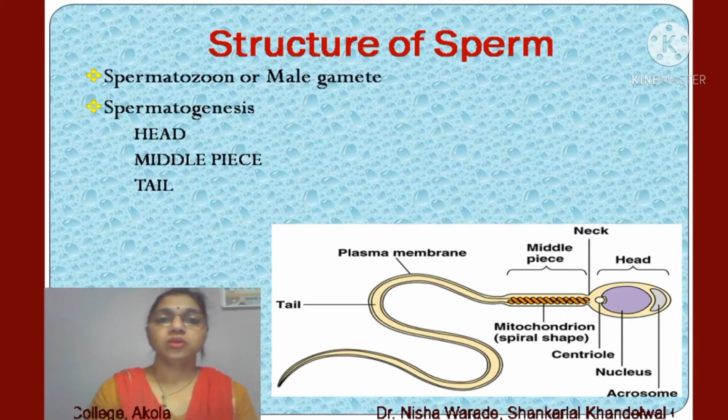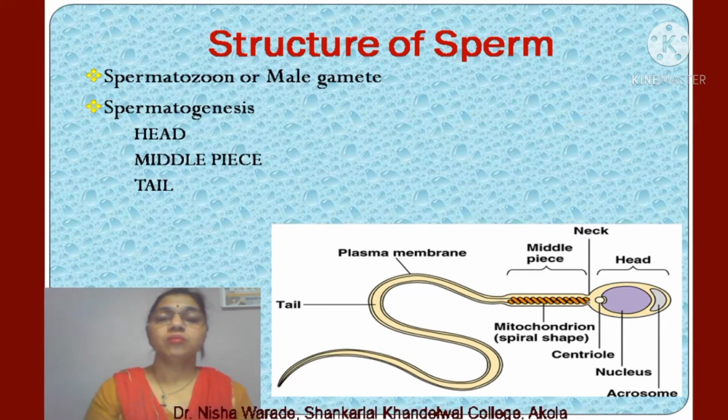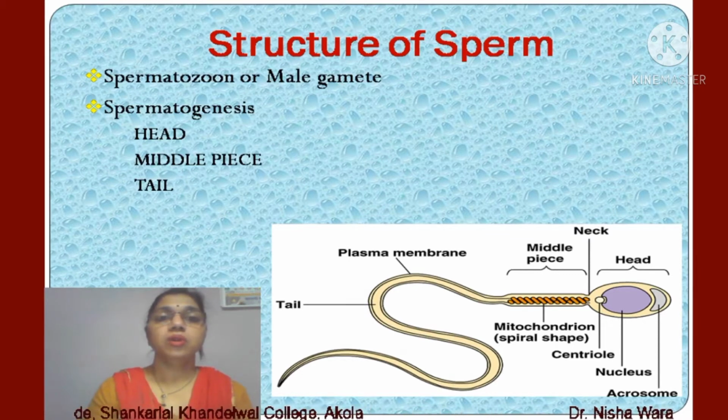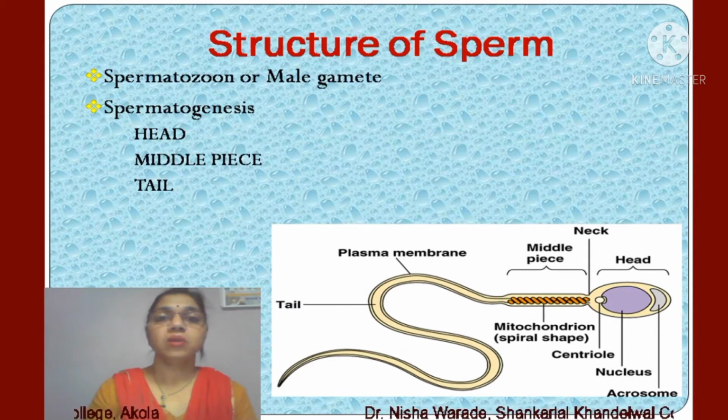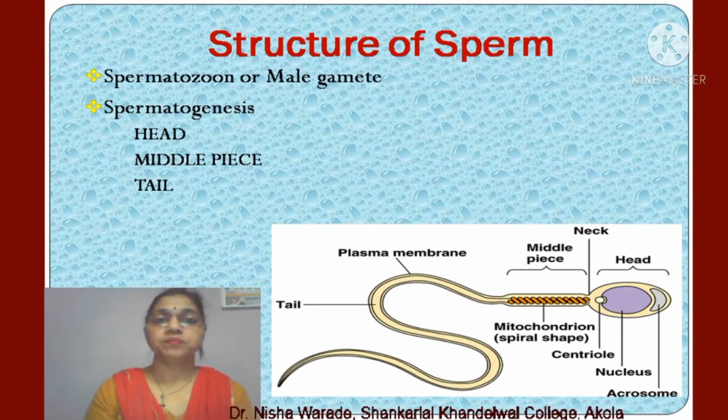Now we'll see the anatomy of sperm. The mammalian sperm is a microscopic, motile structure composed of 4 parts: a head, neck, middle piece, and a tail. The whole body of sperm is covered by plasma membrane. The sperm head is flat and oval, containing an elongated haploid nucleus with densely coiled chromatin fibers, covered anteriorly by a thin, flattened cap-like structure called the acrosome.